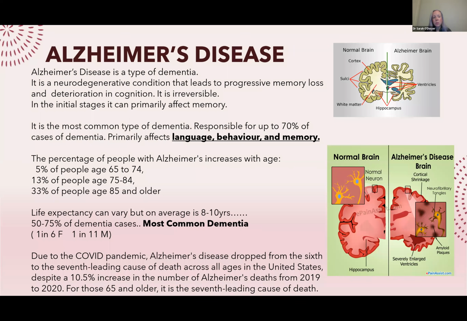The majority are going to be after the age of 65. So 5% of people from 65 to 74, 13% of people between 75 and 84, and 33% of people over the age of 85 and older. And Alzheimer's disease is essentially a leading cause of death both in the US and worldwide.